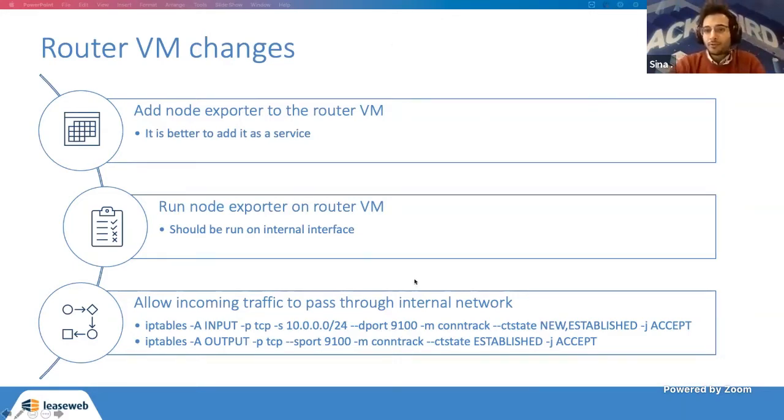Another thing we have to do is to add these two IP table rules so that that port is accessible from the internal network. I will show that in a demo later.